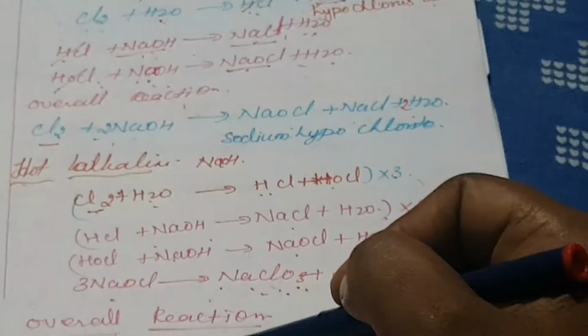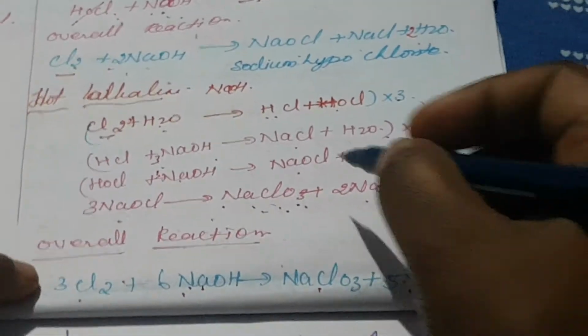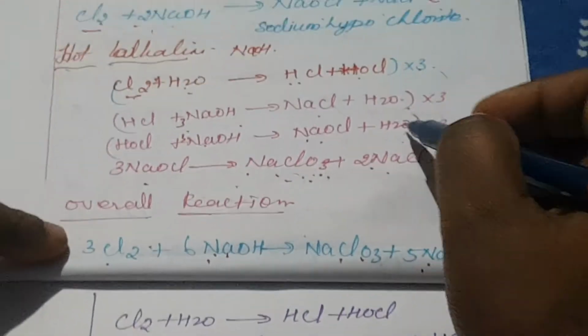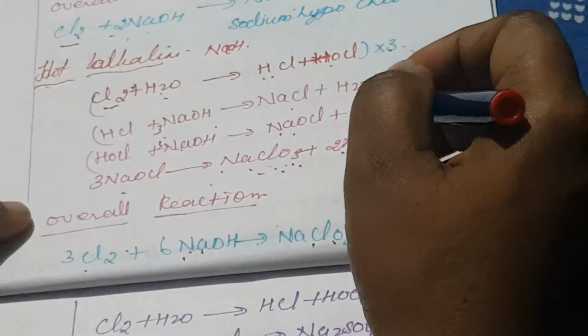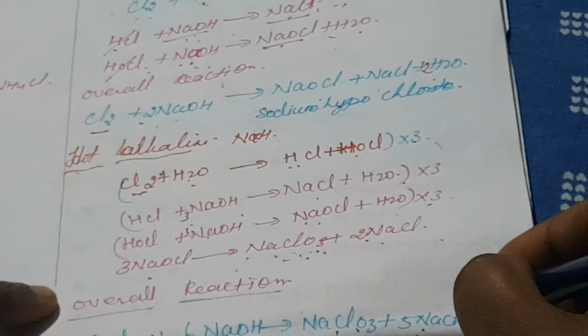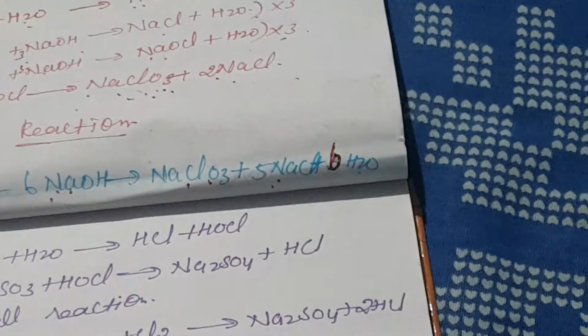So 3 plus 3, that is 6 NaOH. Here NaClO3, then 2 NaCl plus 3 NaCl, that is 5 NaCl, then 3 molecules of H2O. Here 3 plus 3, 6 molecules of H2O. So this is the reaction with cold alkaline and hot alkaline.